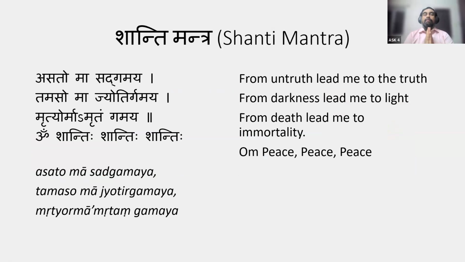Right. And let us also recite our Shanti mantra. Asato ma sat gamaya, tamaso ma jyotir gamaya, mrityorma amritam gamaya. Om Shanti Shanti Shanti. From untruth, lead me to the truth. From darkness, lead me to light. From death, lead me to immortality. Om, peace, peace, peace. Okay, let's move on.